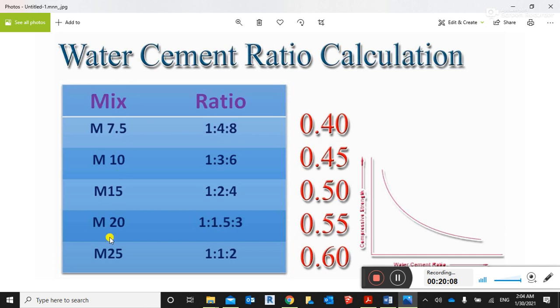Guys, again, this is a repeated portion, mixed concrete. The grade of concrete M7.5 to M25. The ratio is cement, sand, aggregate. One is cement, four is sand, and the rest is aggregate. See, guys, this is a mix ratio. And this M20, M7.5, water cement ratio 0.40, 0.45, 0.50.